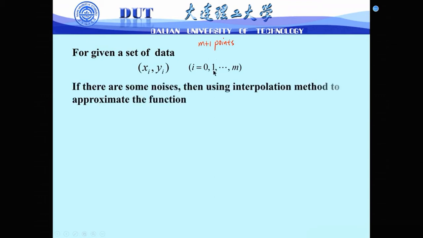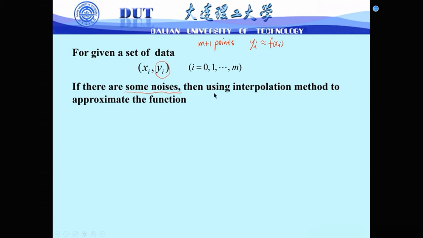Now, we are given a set of data points (xi, yi), with i from 0 to m. That means we are given m plus 1 points, the two coordinates xi and yi for each point. But now, we consider there are some noises. That means yi, the function value, is not an exact value. It's just a noisy value.